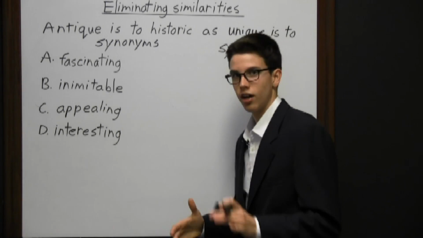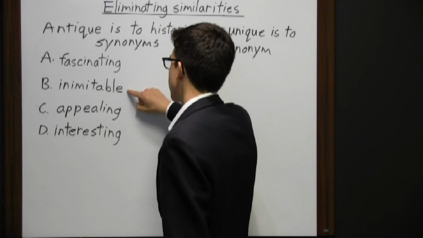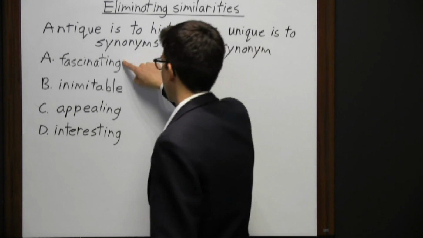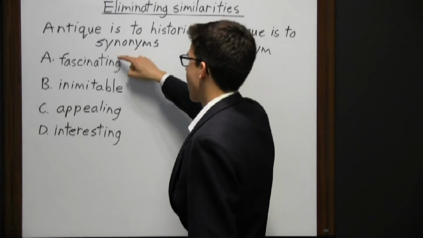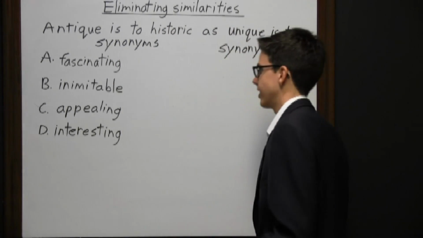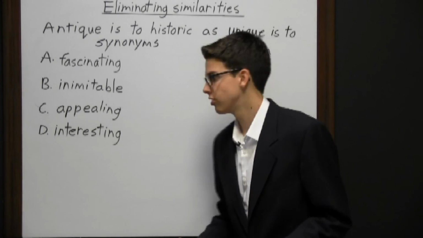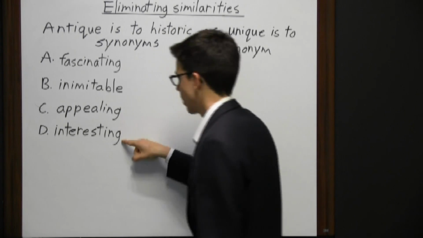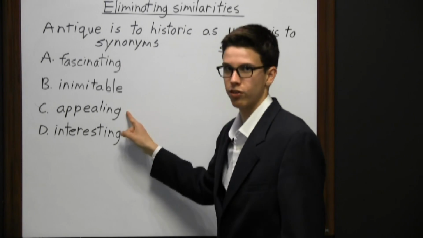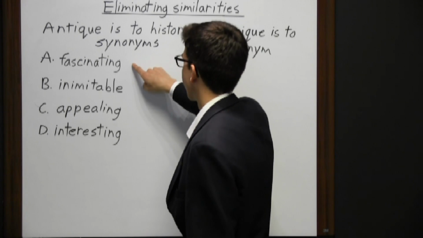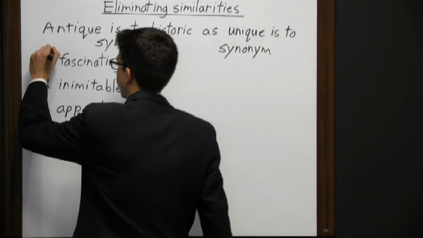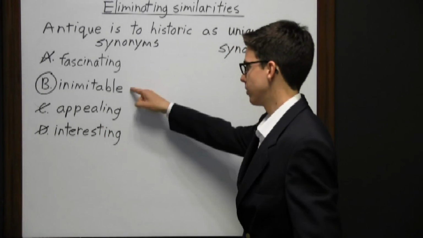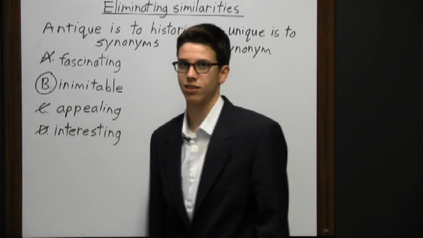Most likely the most unfamiliar word here is inimitable. But as you look at A, C, and D, fascinating, appealing, and interesting, you realize that all three of these are similar words. In other words, these words are synonyms. So there can only be one correct answer here. If fascinating was the correct answer, then that would mean that interesting and appealing also have to be the correct answers because all three of these words mean the same thing. So since these words are similar, we can automatically cross off those answer choices. And so even if we don't know what inimitable means, we still know that that is the correct answer.